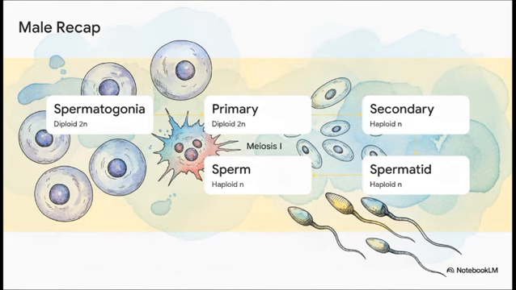time. For the male pathway, track the ploidy shift with me. Diploid 2N spermatogonia grow into diploid 2N primary spermatocytes. Meiosis I hits, dropping us to haploid N secondary spermatocytes. Meiosis II gives us haploid N spermatids, which then finally mature into haploid N sperm.